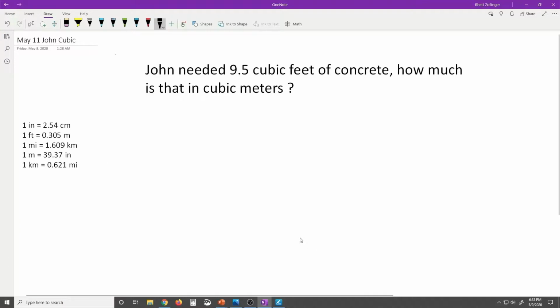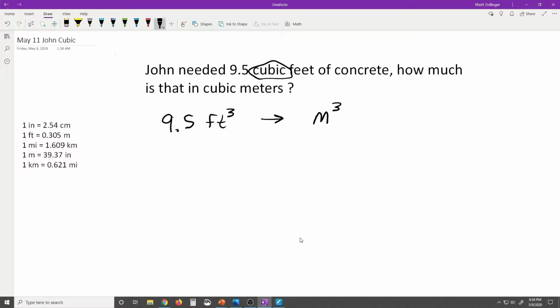Let's do one more example. This is an important one, so please pay attention to this one. John needed 9.5 cubic feet of concrete. How much is that in cubic meters? If you're not familiar with cubic, that means essentially something that's been multiplied 3 times. So in this case, it would be 9.5 feet cubed. What I want is cubic meters, so that would be meters cubed.